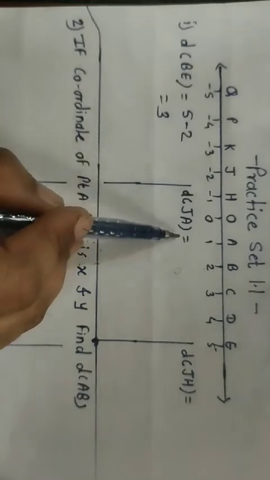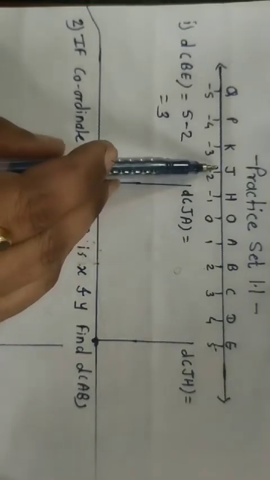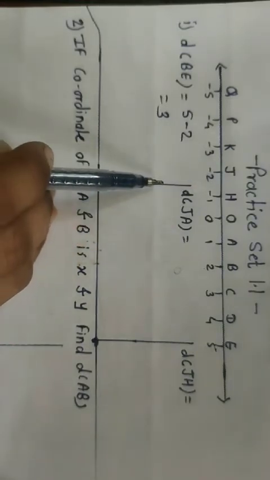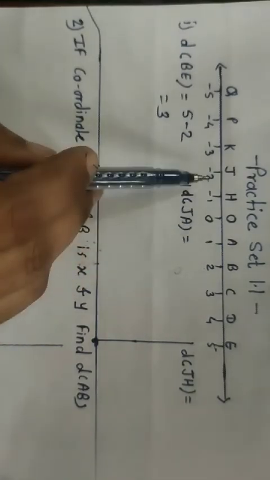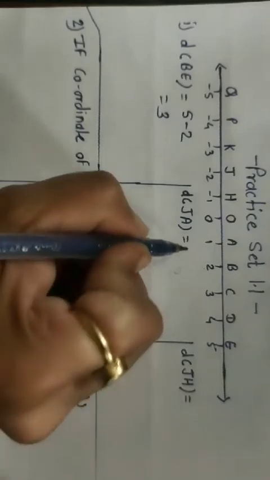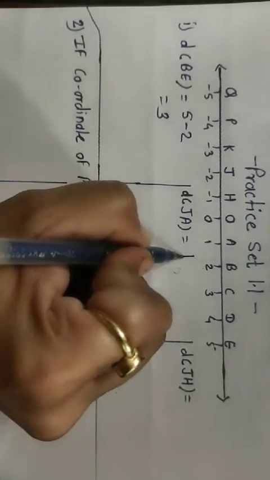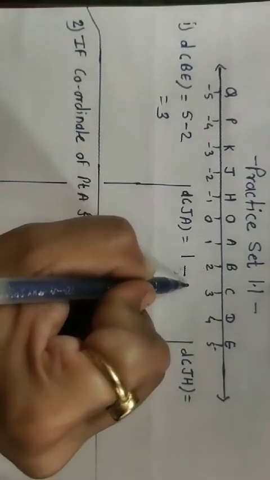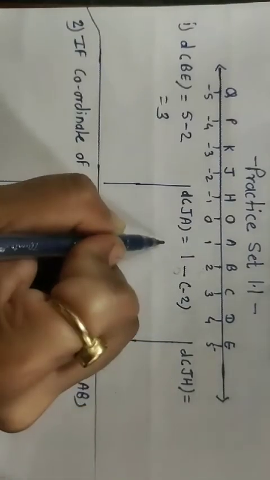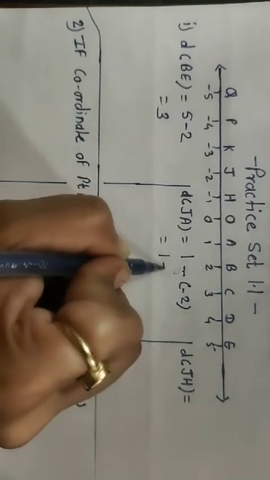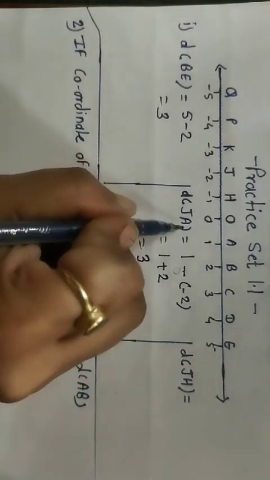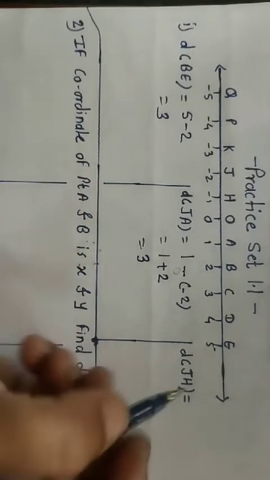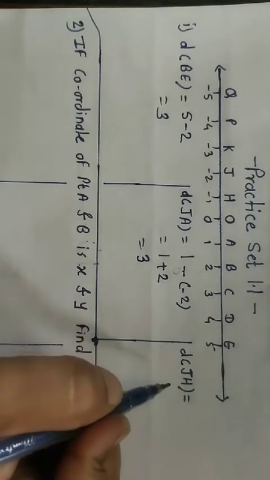Then we find distance JA. Minus 2 is the coordinate of point J and 1 is the coordinate of point A. 1 is greater than minus 2. Therefore distance JA is equal to 1 minus in bracket minus 2, which is 1 minus minus gives plus, so 1 plus 2 is equal to 3. The distance between these two points is 3. Next one is distance JH.